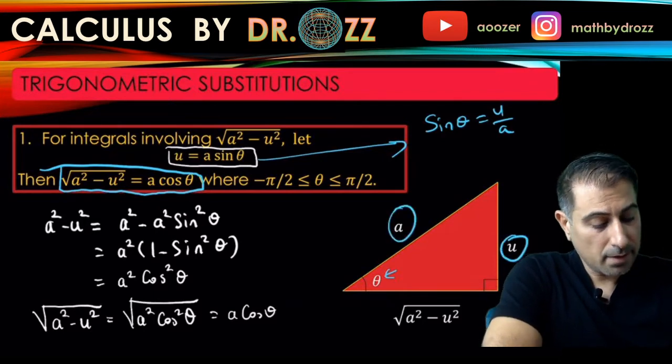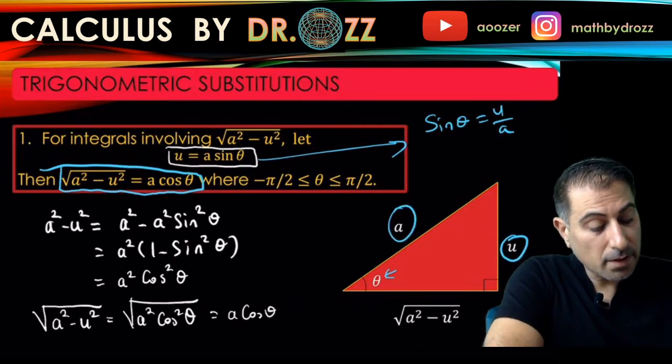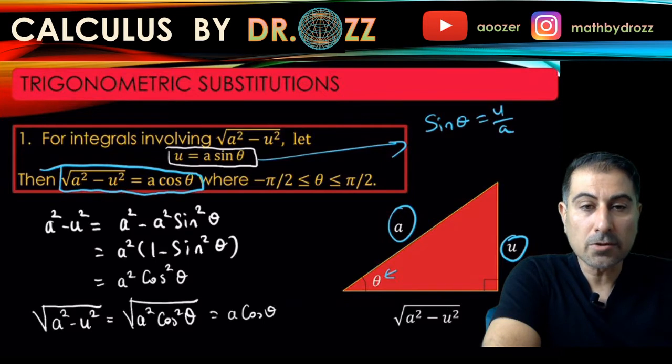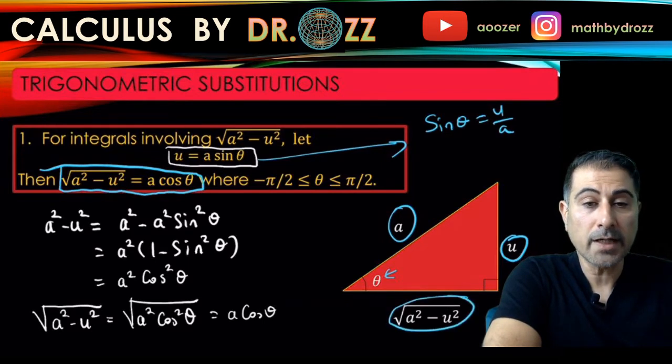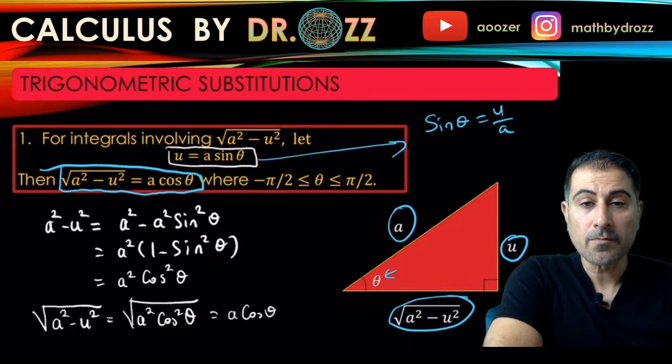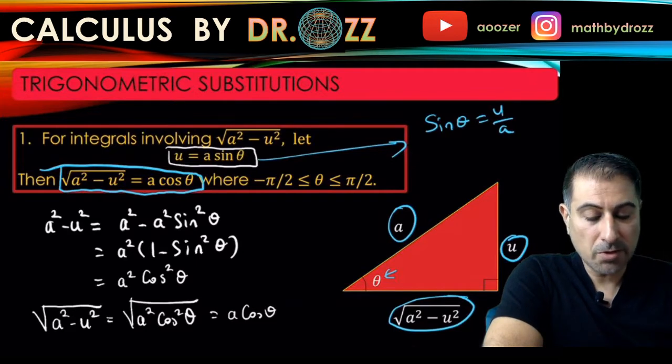By the Pythagorean theorem, this side is found by taking the square of the hypotenuse, subtracting u squared from that, and taking the square root. So this side is the square root of a squared minus u squared. This allows me to write cosine theta out of this.